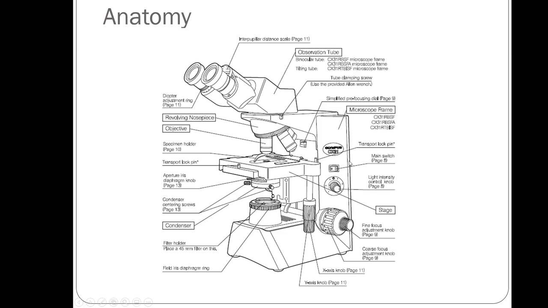Other key features of the microscope that are worth noting, we have the light intensity knob, which is often called the rheostat. And that controls basically how bright this light is. So all the way up would be really bright, all the way down would be basically off. And then we have the on-off switch, which turns the microscope on and off.